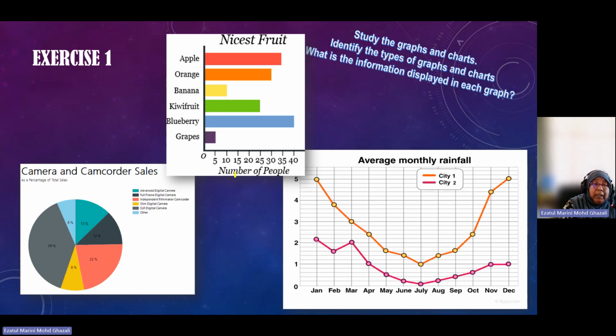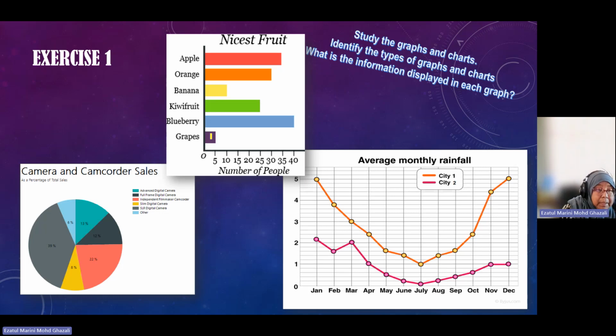All right. We can see that 40 people say that blueberry is the nicest fruit, whereas 10 say that banana is the nicest fruit, and only 5 out of 40 or maybe more say that grape is the nicest fruit. Okay. Let's have a look at the pie chart.